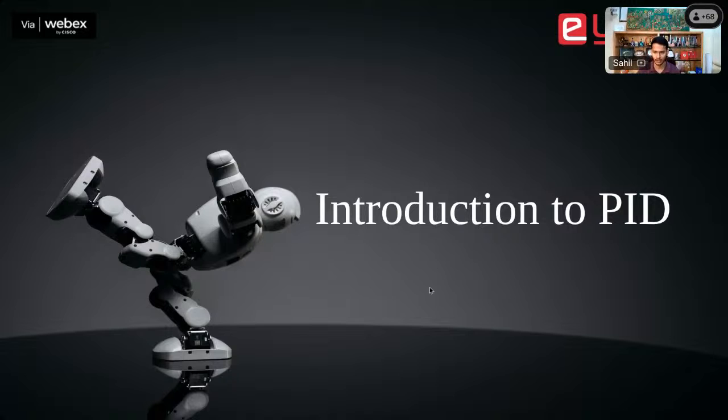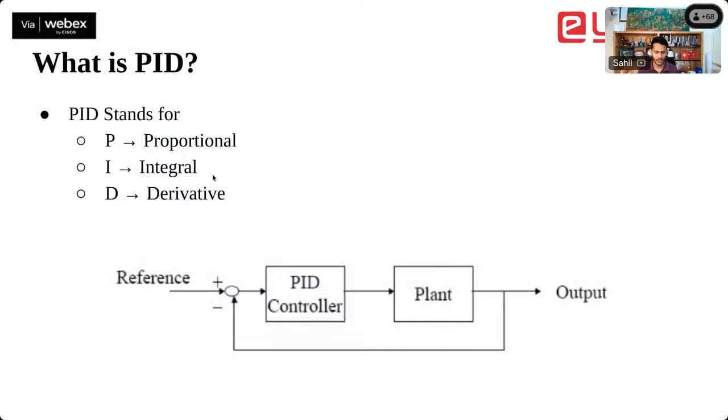PID is a closed loop controller. In PID, P, I, and D are three different terms. P stands for proportional, I stands for integral, and D stands for derivative. Now here's the basic block diagram of PID, where you see something known as the reference, that is nothing but the set point, the desired input or target value of the system. For example, in a temperature control system, this would be the desired temperature you want to maintain, and in cruise control, it would be the target speed.